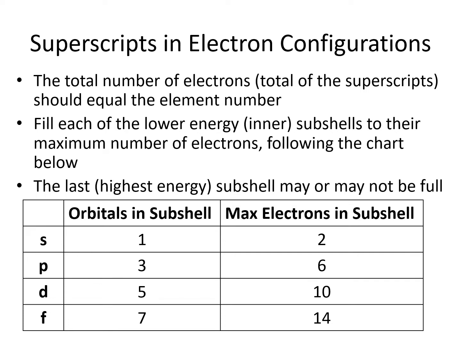D subshells contain 5 orbitals, so they can hold up to 10 electrons. F subshells have 7 orbitals, so they can hold a maximum of 14 electrons. The last subshell in your electron configuration may not be filled to its maximum capacity. Remember, you are limited to the total number of electrons in the atom. The last subshell will hold as many electrons as needed to reach that total and will be equal to or less than the maximum for that subshell.